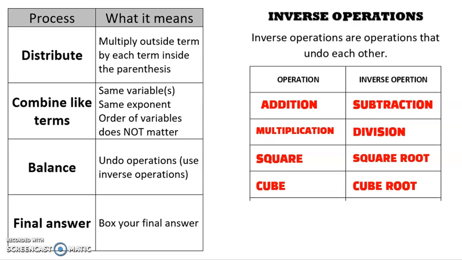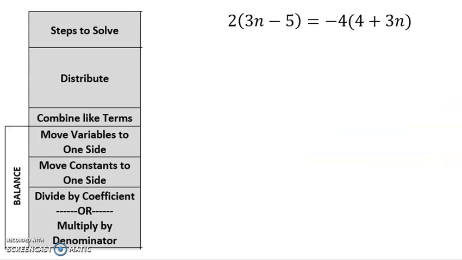All right, so let's try this. On the left, you see the guide. That's kind of just my mental guide: how do I get through an equation? Things to remember. Okay, so here we go. We have our equation: 2 times the quantity 3n minus 5 equals negative 4 times the quantity 4 plus 3n. Let me read that correctly.